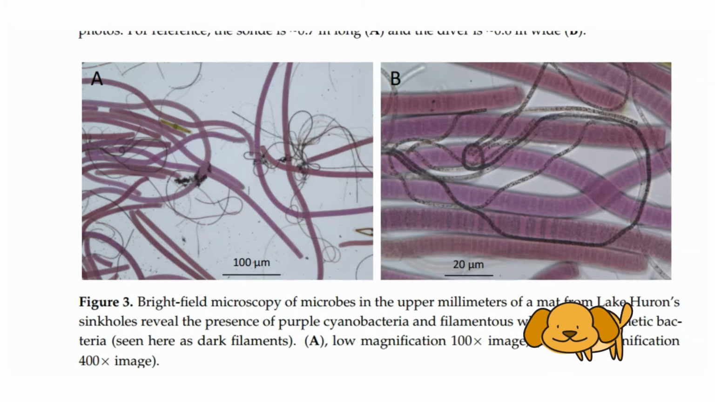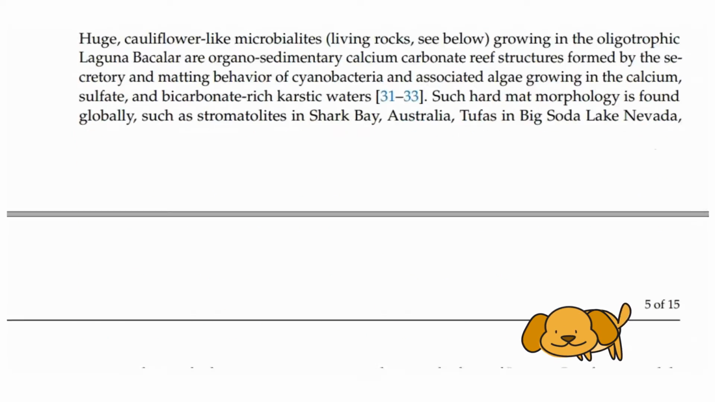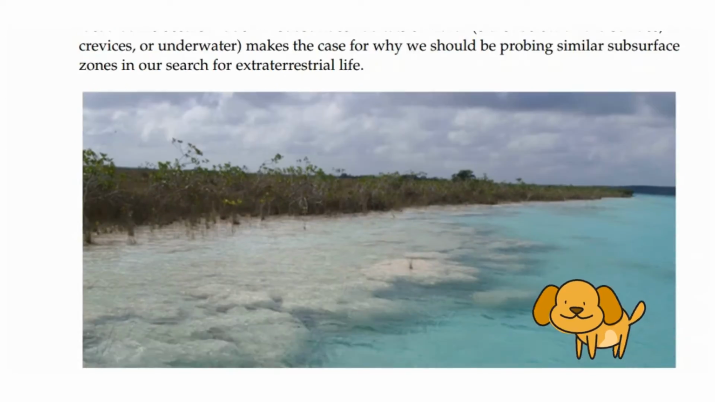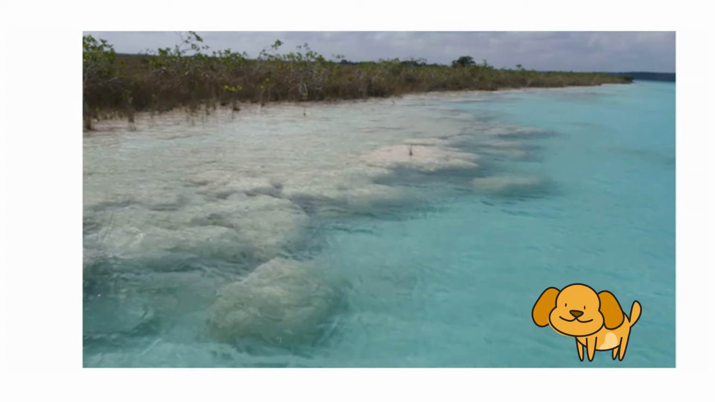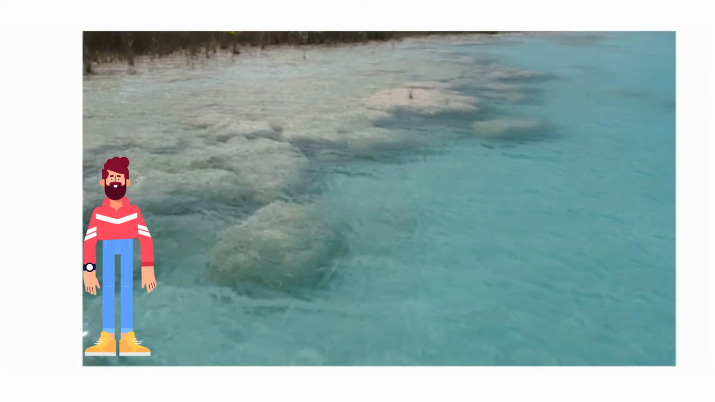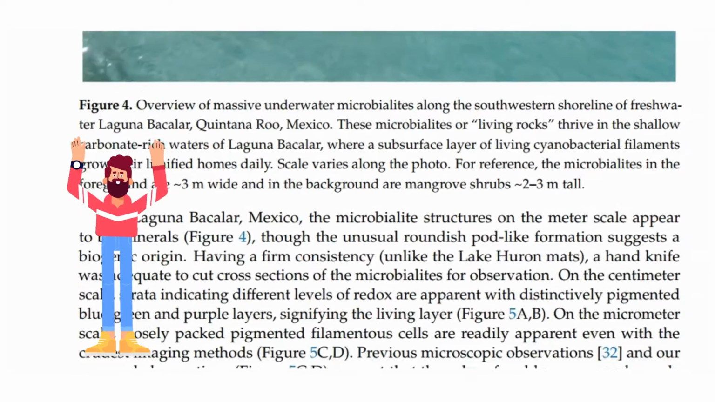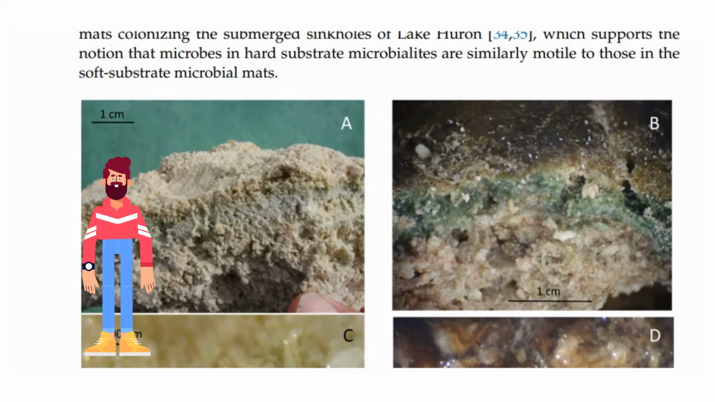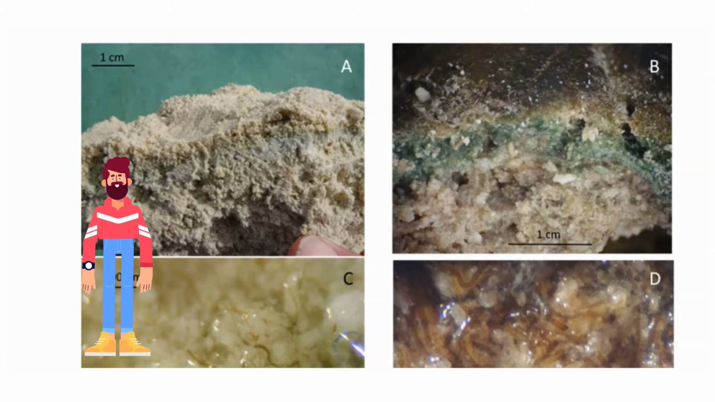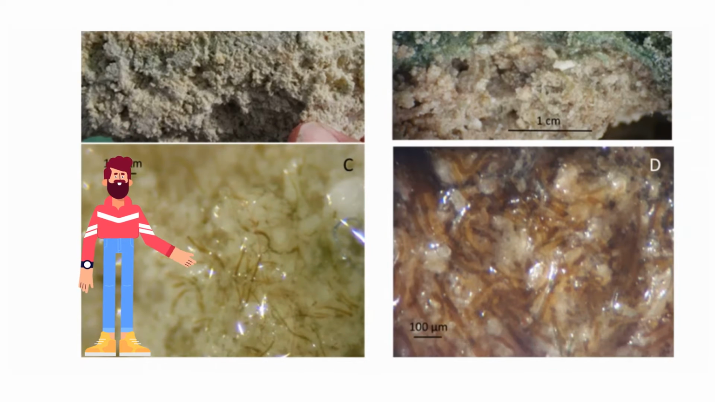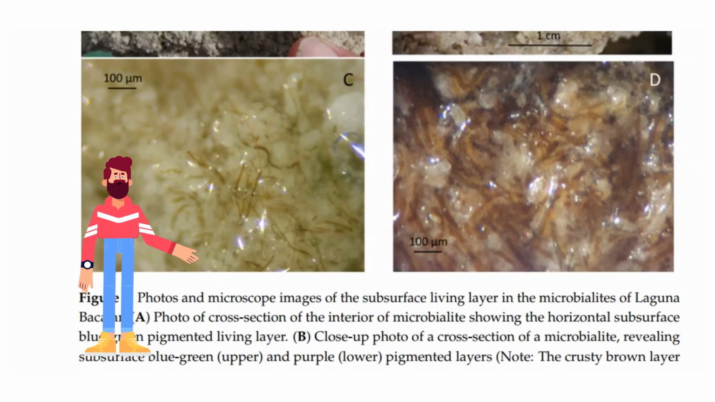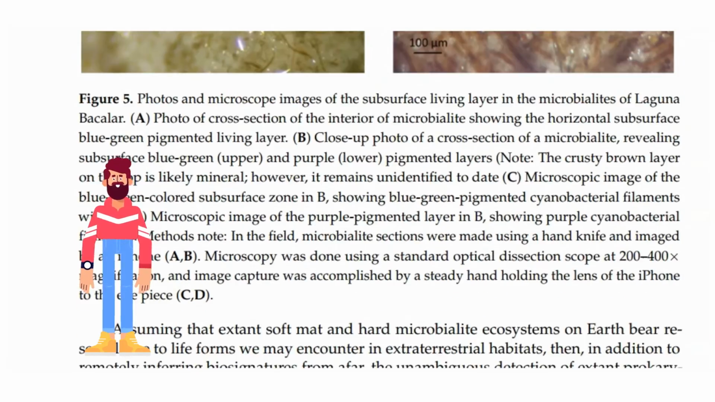In Laguna Bacalar, lithification by cyanobacteria forms massive carbonate reef structures along the shoreline. Here, the microbialite structures on the meter scale appear to be minerals, though the unusual roundish pod-like formation suggests a biogenic origin. On the micrometer scale, closely packed pigmented filamentous cells are readily apparent. Previous microscopic observations, and this research suggests that the subsurface blue, green and purple layers are primarily composed of filamentous cyanobacteria. Wow, that is amazing, Boson.